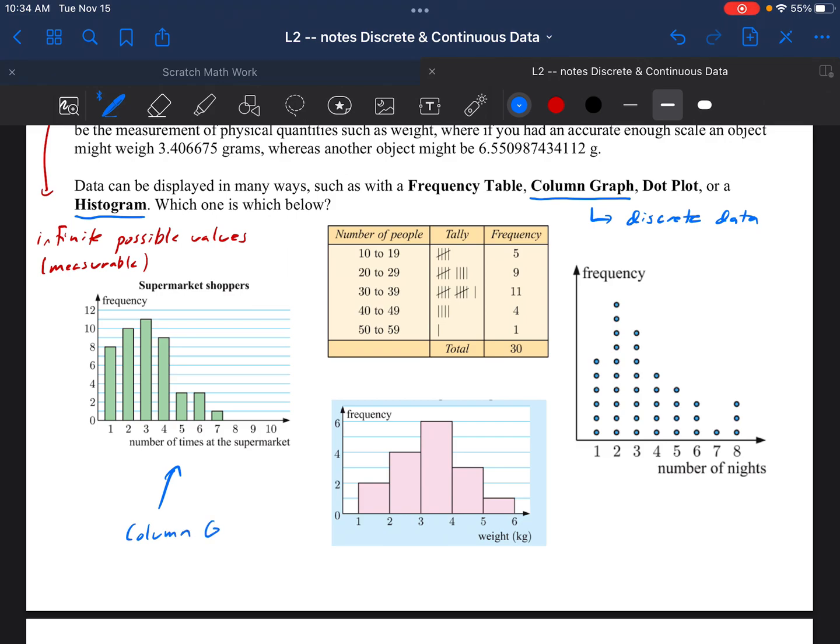And what you'll notice there is in between the columns you have some gaps, right? Because if we're measuring the number of times that somebody went to a supermarket, it can be 1 or 2 or 3 or 4 or 5. It can't be 1.7. It can't be 5.2. So a column graph you're going to use with discrete data. The histogram looks the same, but you use it with continuous data. So this one right here is your histogram.